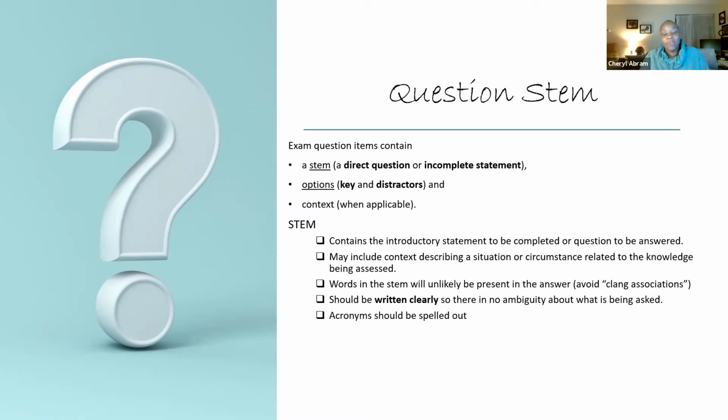The words you write in the stem will unlikely be present in the answer. That's called clang associations. As an exam writer, you want to avoid that. Don't let the words in the question appear in the answer, because that'll make it too easy for candidates to know what the answer is. Now, the stem should be written clearly, so when the test taker reads that question, they can't be wondering what the question is. No ambiguity at all. And if you're going to use acronyms, you must spell them out.